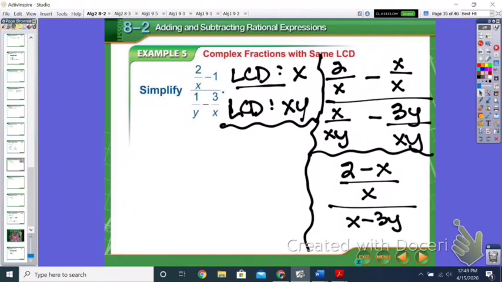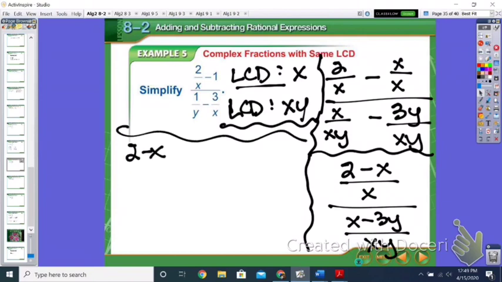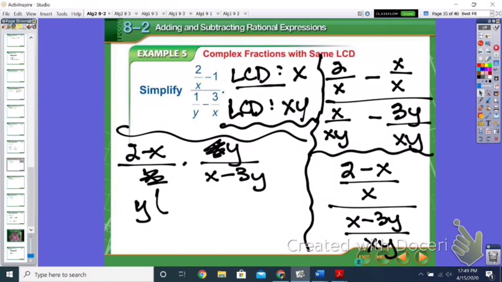minus 3y over xy. Then again, coming over here to multiply by the reciprocal, 2 minus x over x times xy over x minus 3y. These x's divide out. So I'm going to bring this y to the front just because that'll look a little bit more normal. Y times 2 minus x over x minus 3y.